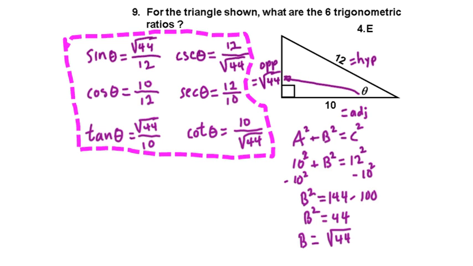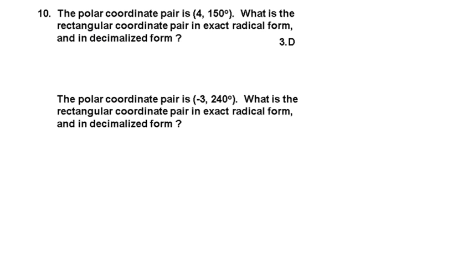Next, let's go on to problem 10. The polar coordinate pair is 4, 150 degrees. What is the rectangular coordinate pair in the exact radical form and in decimalized form? Well, we have a basic equation here. We have r cosine theta equals x, and r sine theta equals y.